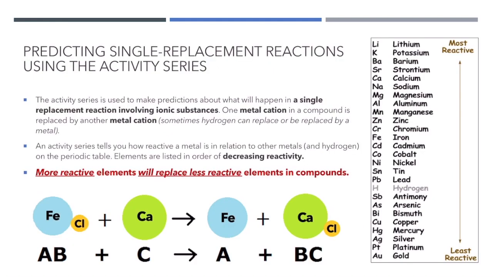All right, so let's take a closer look. We can actually predict whether a single replacement reaction is going to occur or not, and we use something called an activity series.